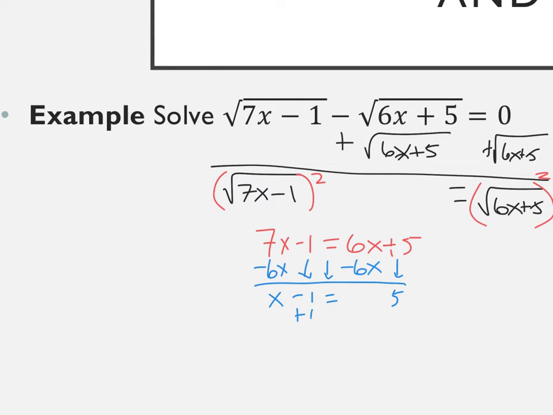And then we're going to add 1, and we do get x to equal 6. All that's left for us to do is to check for extraneous solutions. So we're just going to plug that into our original.